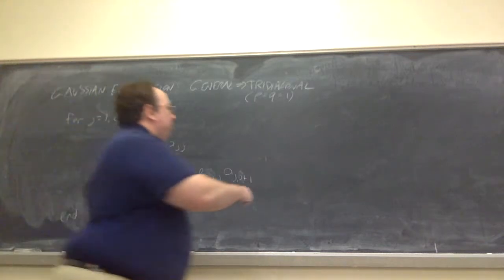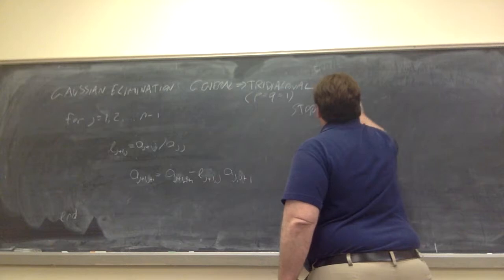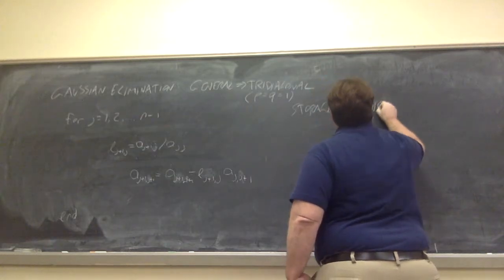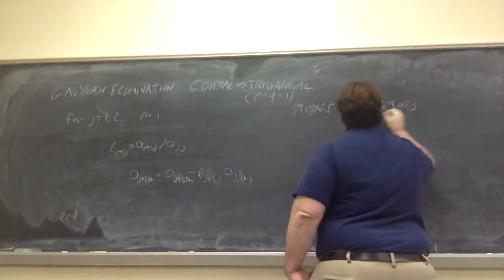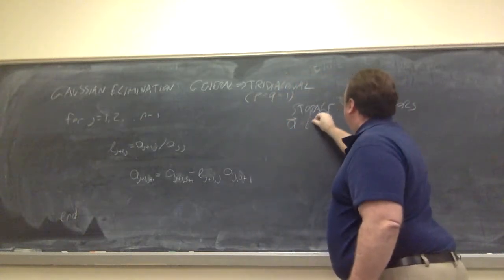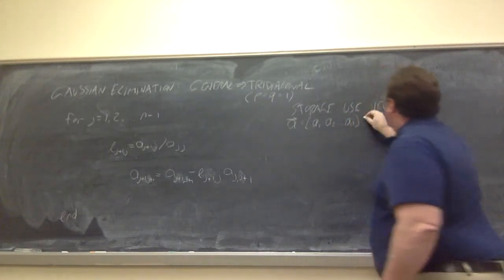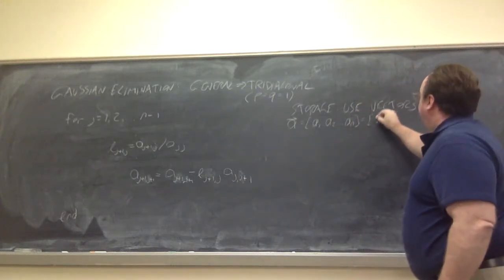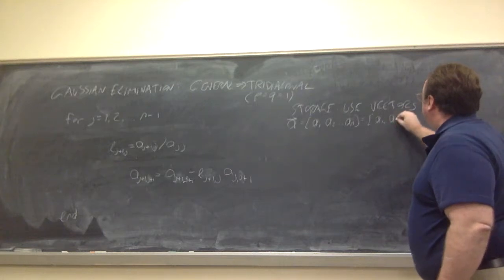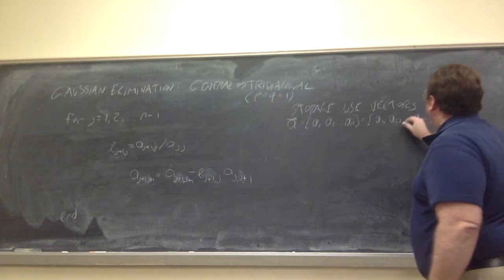So for storage, we use vectors. So 3 of them. I use a vector A, which contains A1, A2 up to AN, which, in terms of the original matrix, is A11, A22 up to ANN. So that's the diagonal.